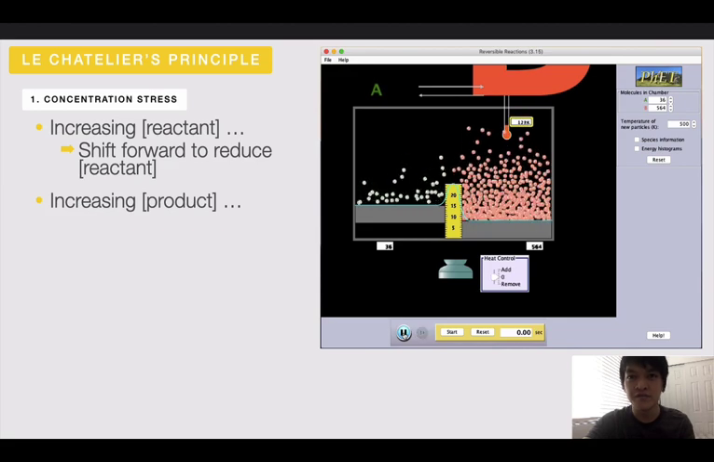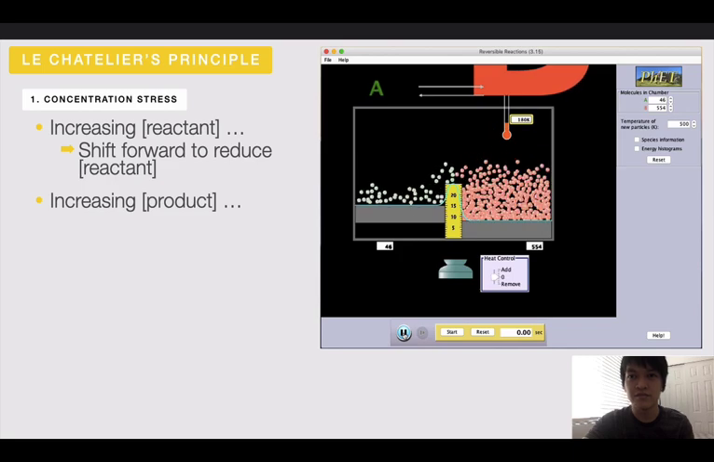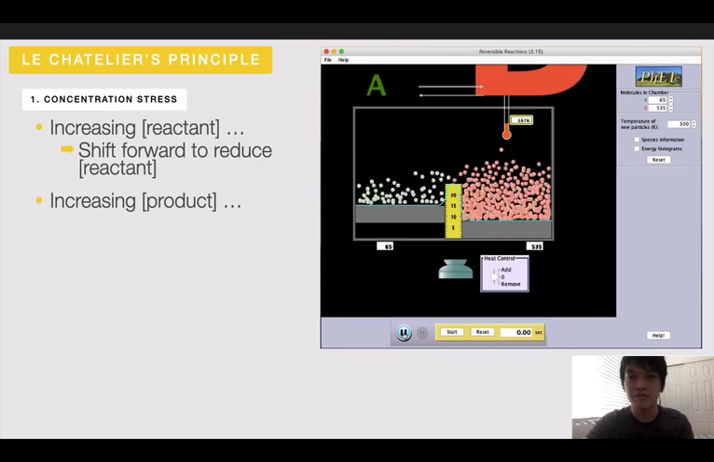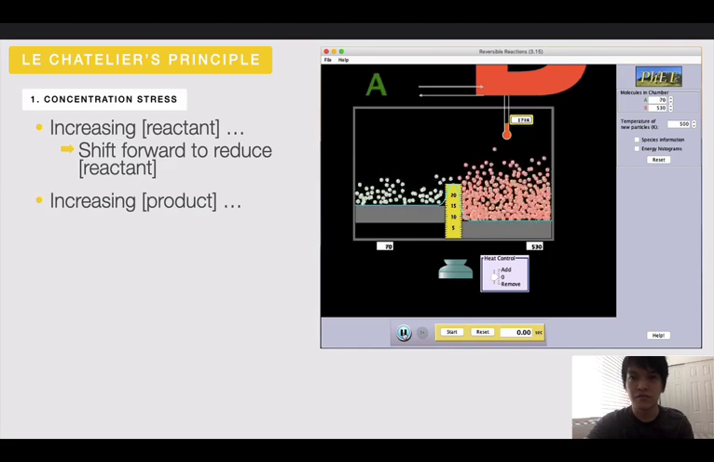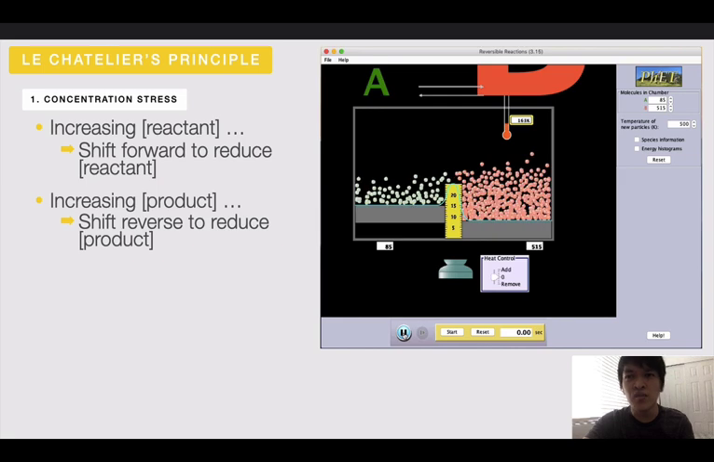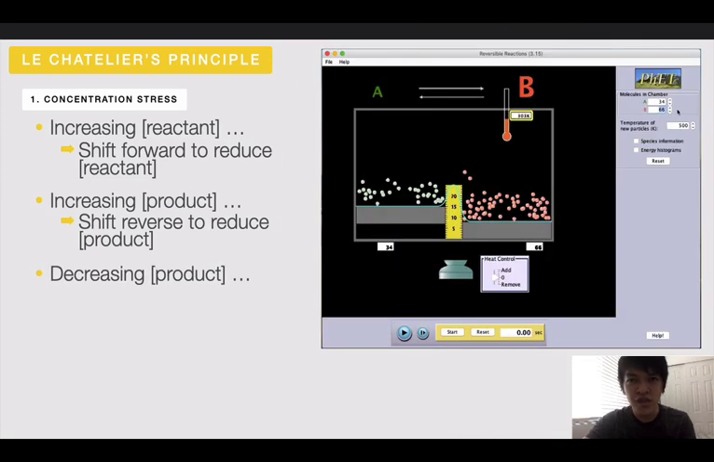Here we go. All right. Looks like increasing the products will shift the equilibrium in the reverse direction to reduce the amount of products. Okay, what if we decrease the amount of products now? Again, make a prediction.